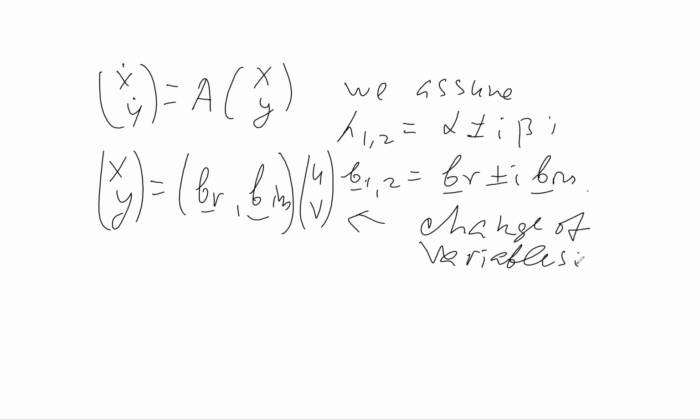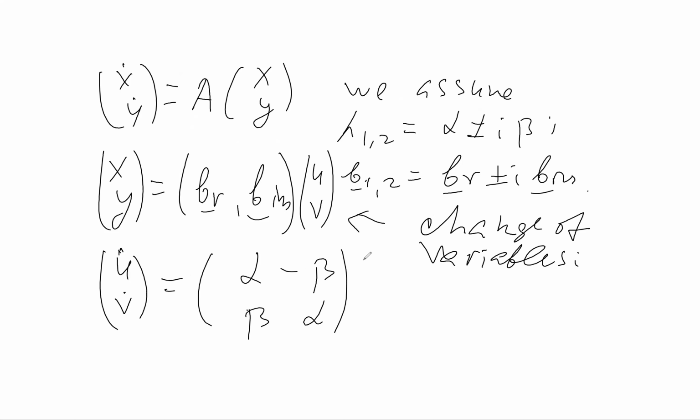With this change of variables, we will have for u and v the following equations: (u, v) equals the matrix with entries alpha, minus beta, beta, alpha, times (u, v). So this transfers into this, with this kind of substitution.